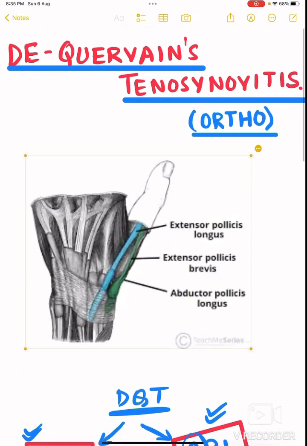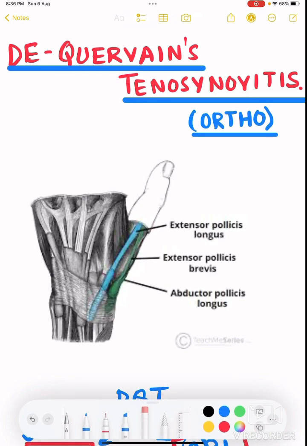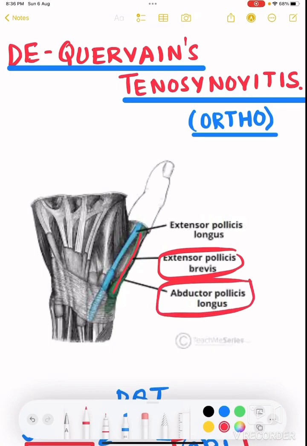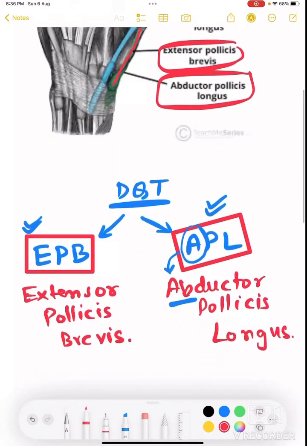Now see, here is another image of the same thing that I told you, EPB and APL. This one, right? Extensor pollicis brevis and abductor pollicis longus. So EPB and APL, okay.